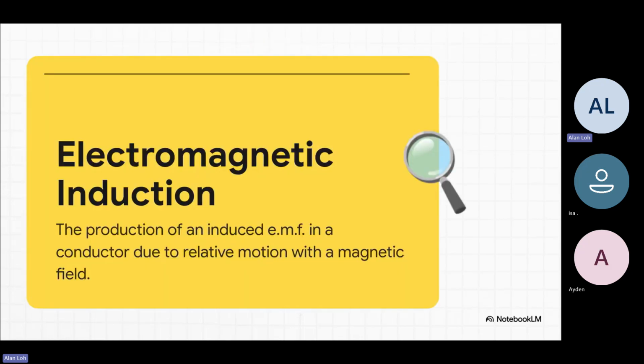And this incredible phenomenon is called electromagnetic induction. To put it simply, anytime you move a wire through a magnetic field or move a magnet near a wire, it works both ways, you generate a voltage in that wire. Physicists call it an electromotive force, or EMF, and if that wire is part of a complete circuit, an electric current just starts to flow. No battery required. All you need is motion.